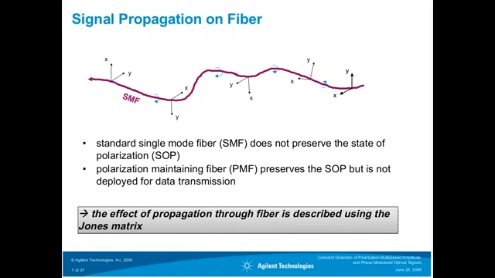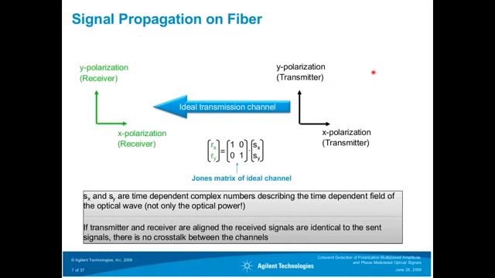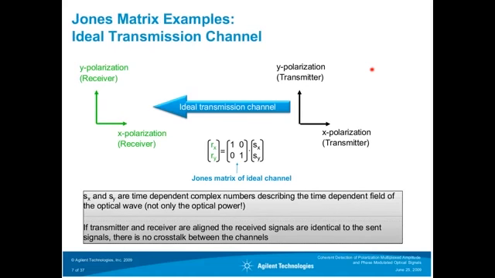To describe this effect, to describe the properties of the fiber, you can use the Jones calculus, and I will introduce this Jones calculus in detail in the next slides. In contrast, polarization maintaining fiber, PMF, preserves the state of polarization, but as a matter of fact, today's networks do not have these fibers deployed for transmission of signals. So a very simple example of a few Jones matrices is presented in the next slide.